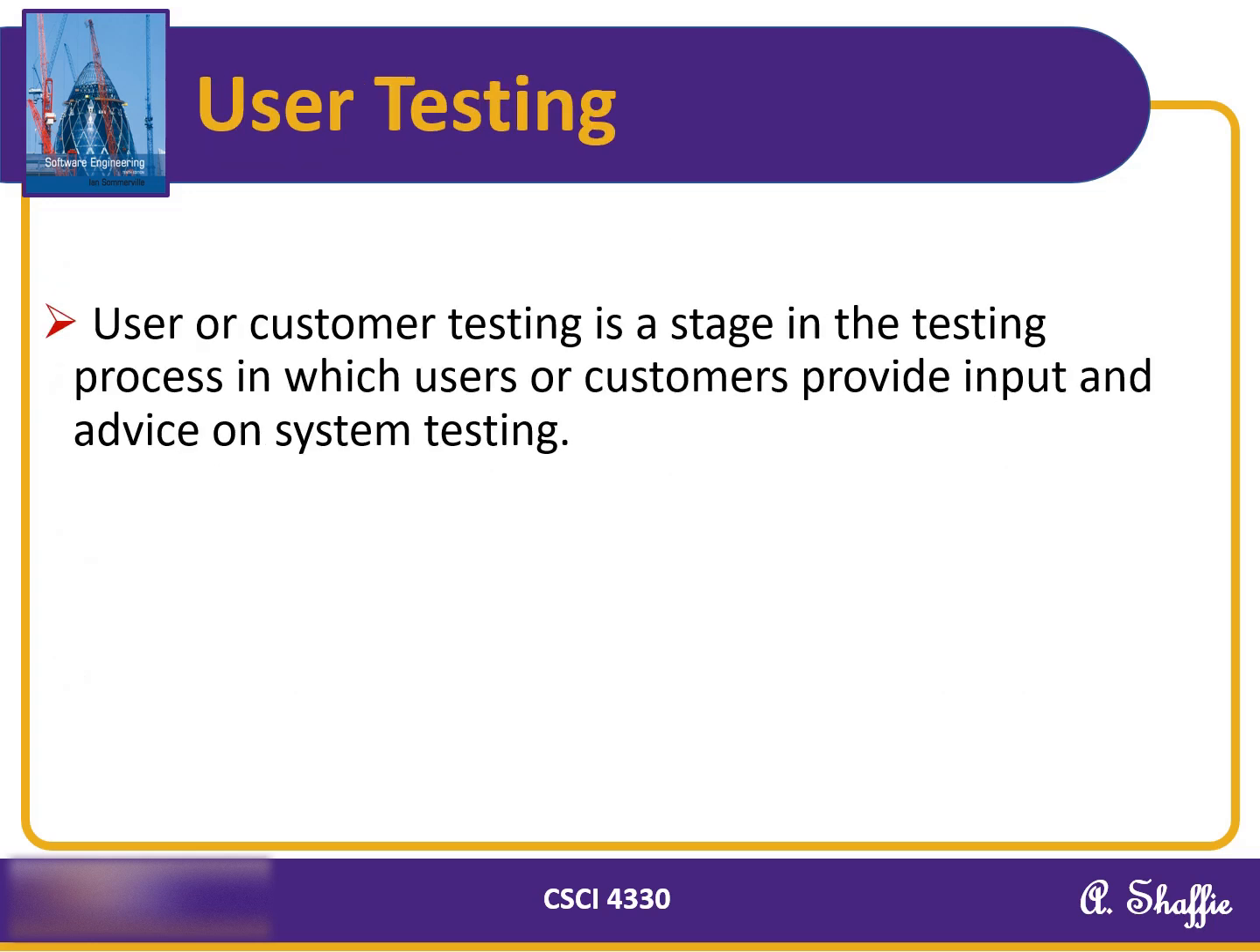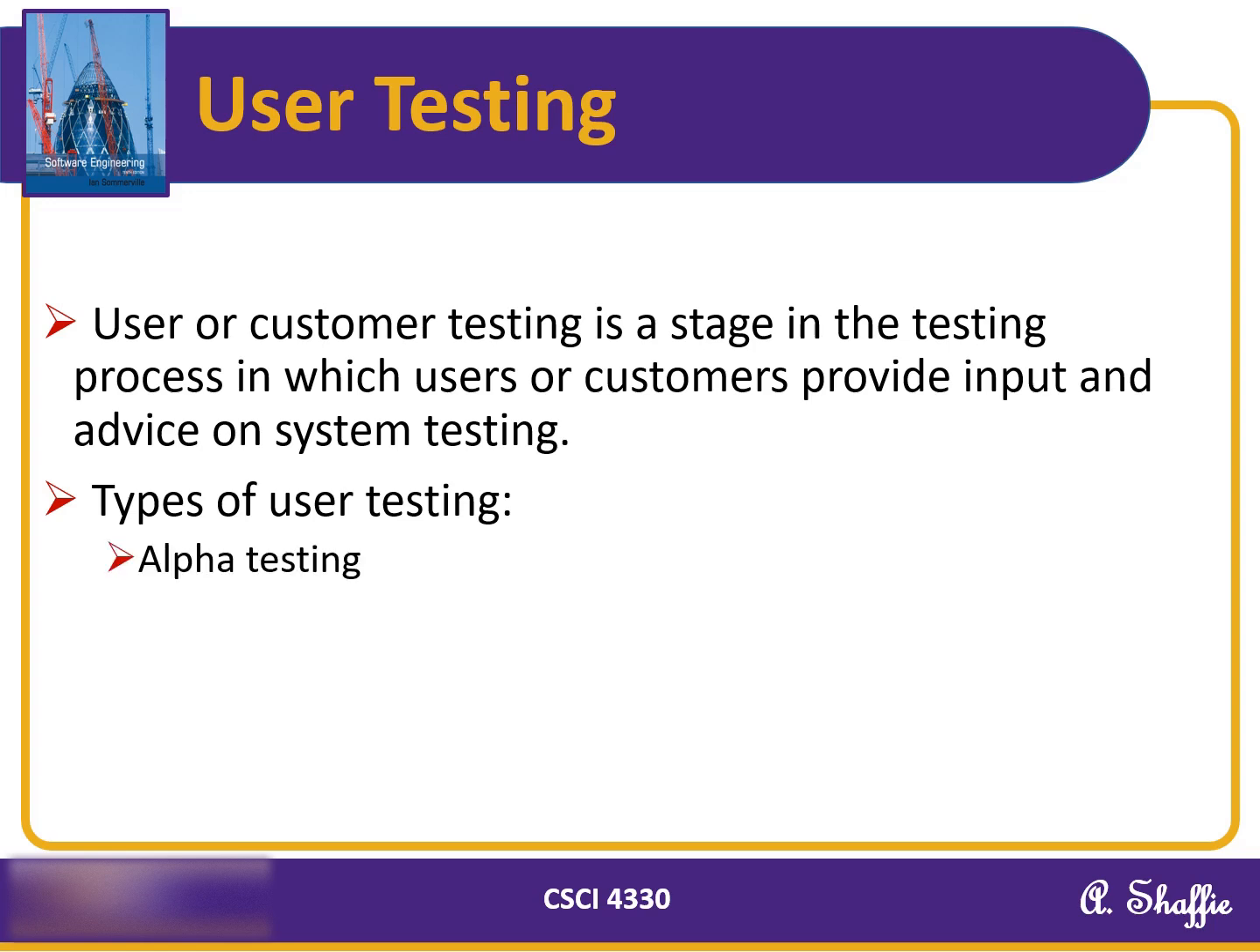The last test I have for you today in the verification and validation process is user testing. This is a critical stage where real users or customers provide feedback on the system through testing. Their input helps identify any issues or improvements needed before the final release. Let's explore the three main types of user testing.